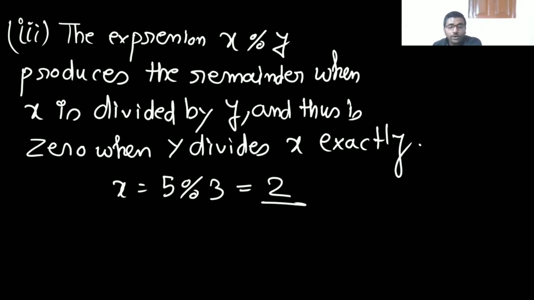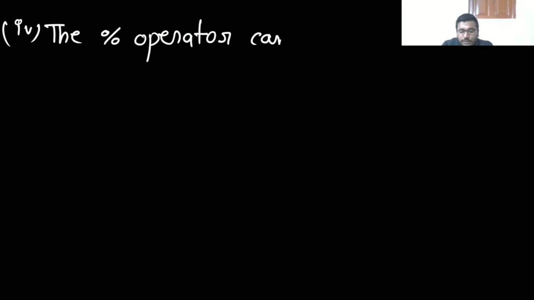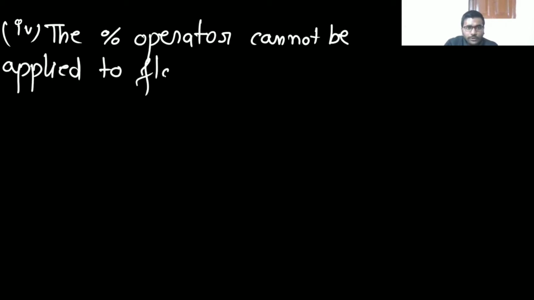Now something else: the mod operator cannot be applied to float and double. You are not allowed to use the mod operator on float or double.